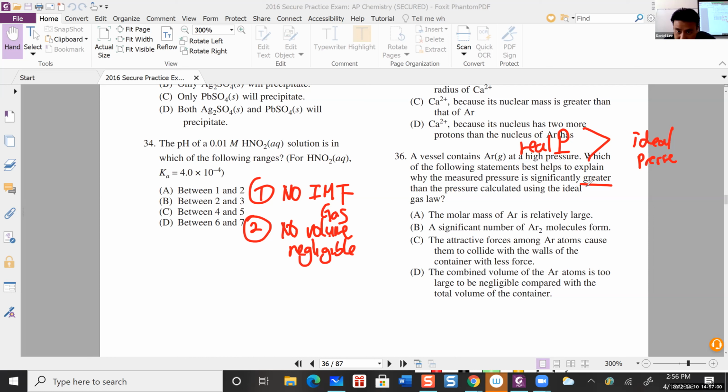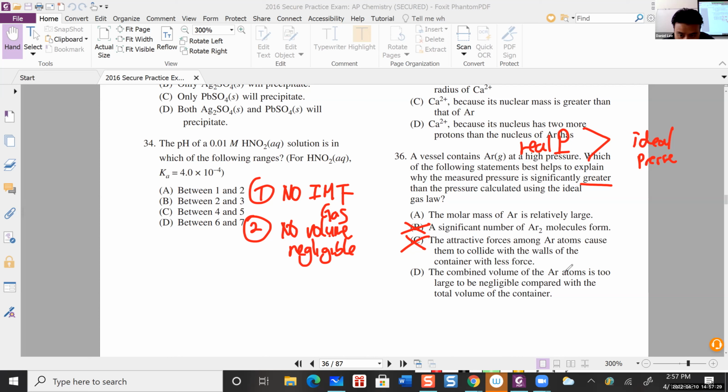Why is the measured pressure significantly greater than calculated? So molar mass, this is large, significant. B is right, because the forces among argon cause them to collide with the wall with less force. If there's less force, there should be less pressure, isn't it? So 36C doesn't make sense. If you have intermolecular force, they're going to attract less. Less collision, less pressure, not greater. We're looking for who is greater. So right now I have A and D left, okay?